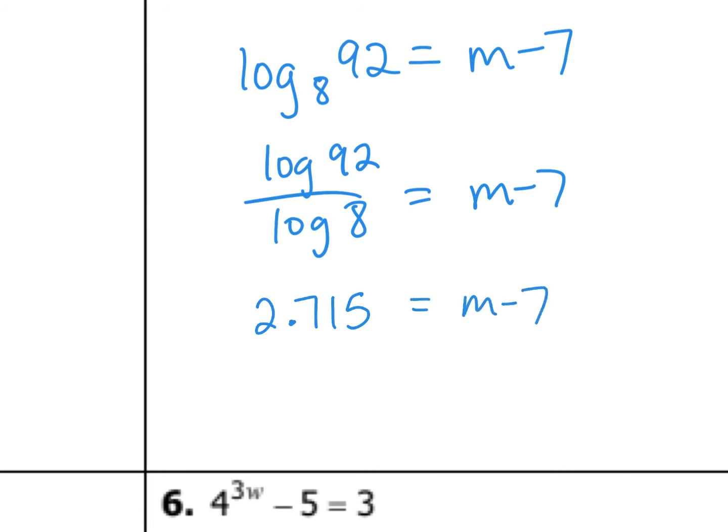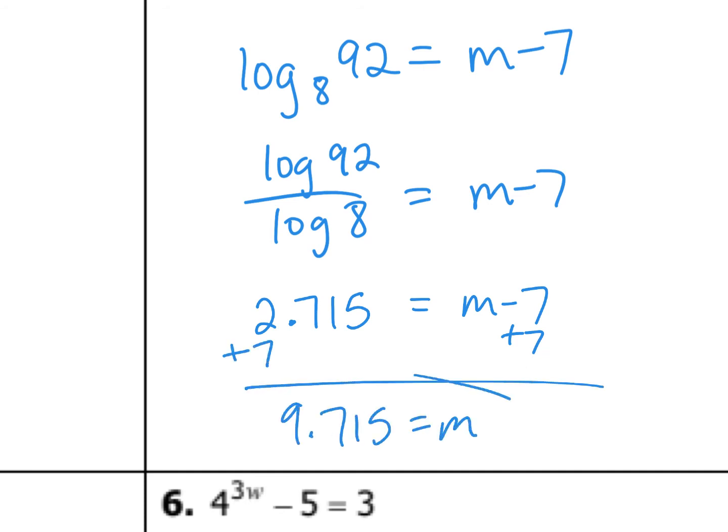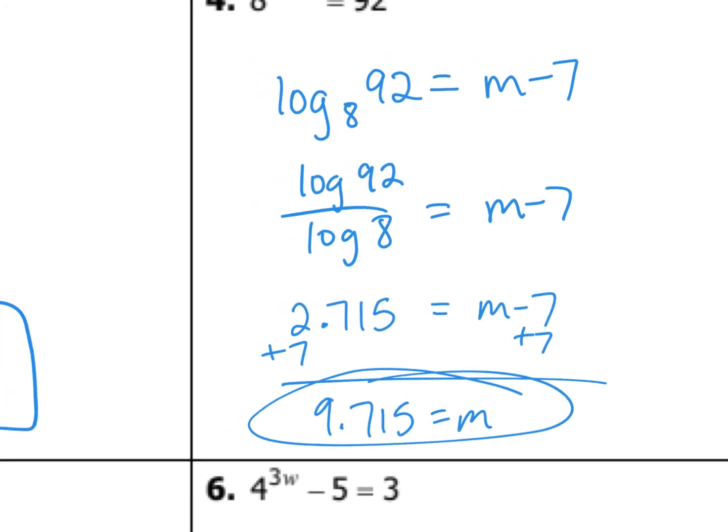There's one more thing we have to do. Is m by itself? Nope. What should I do? Add the 7 over. You got it, Tate. 9.715 equals m. And we're done. Questions on that?